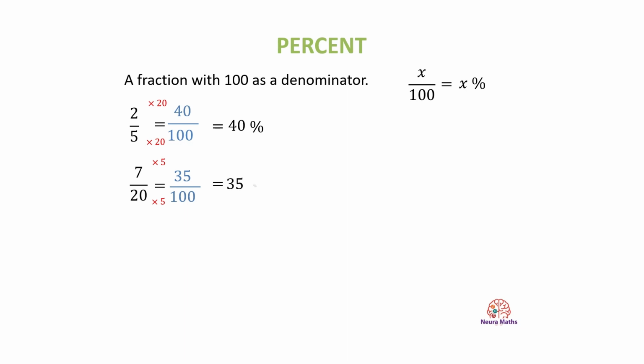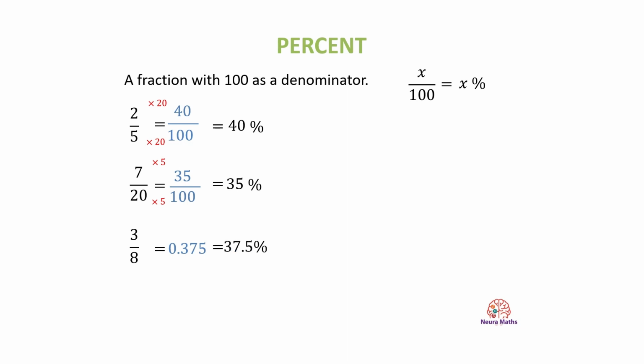What if we cannot change the denominator into a 100? If we cannot rewrite a fraction with a denominator of 100, we can change it to decimals, and then we can write it as a percent. For example, 3 over 8. There is no number to be multiplied by 8 to give us 100, so we change it to decimal by dividing the numerator by the denominator, which gives us 0.375. After that, multiply by 100 or move the decimal point 2 digits to the right, and this gives us 37.5%.